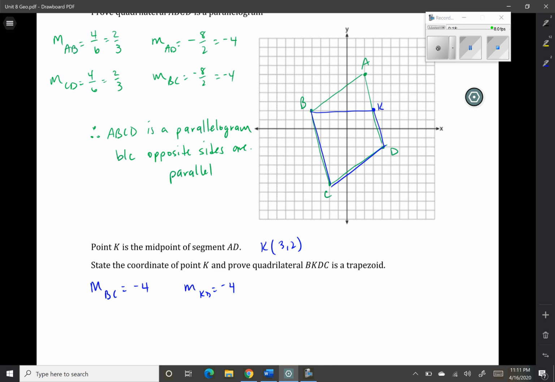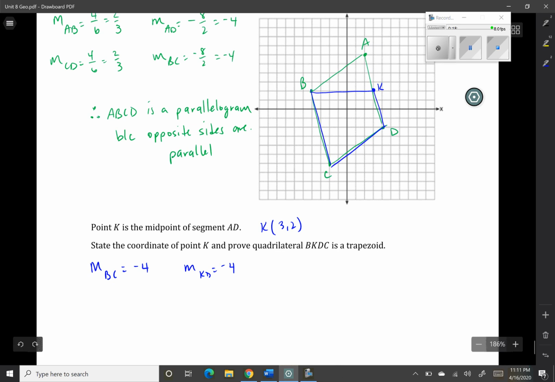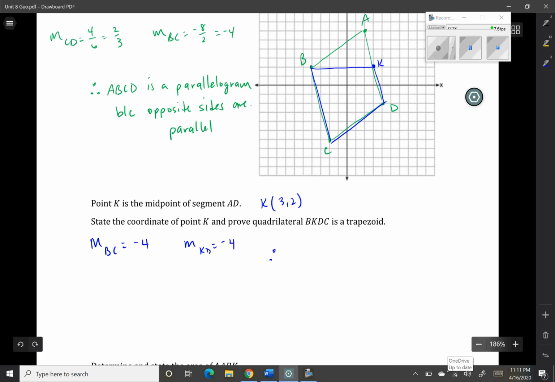Trapezoid is easy. It's only 2 slopes. I just have to prove one set of sides are parallel. So I could say, therefore, BKDC is a trapezoid because one set of opposite sides are parallel.